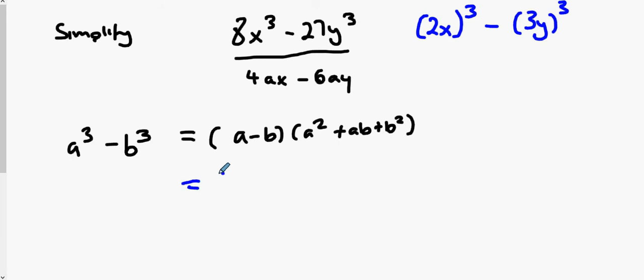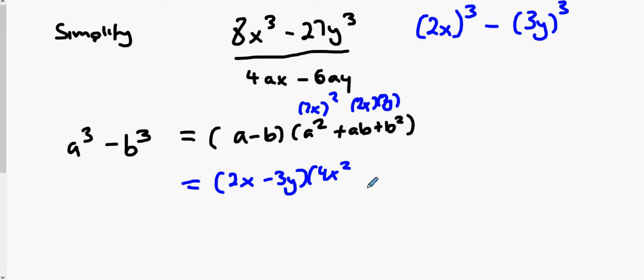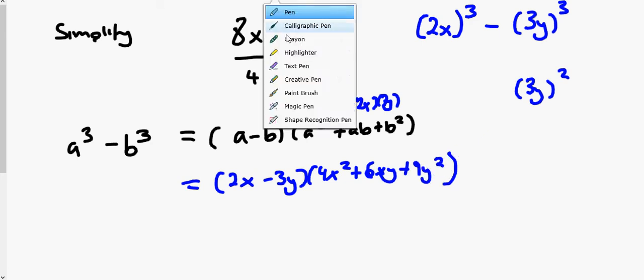Now, I'm going to slot them in here. Instead of a, I have 2x, instead of b, 3y. Okay. What's 2x squared? 4x squared. And what's 2x multiplied by 3y? 6xy. What's b squared? 3y squared is 9y squared. Awesome. I've successfully done the top part.